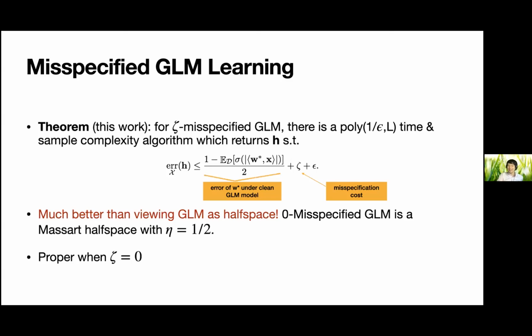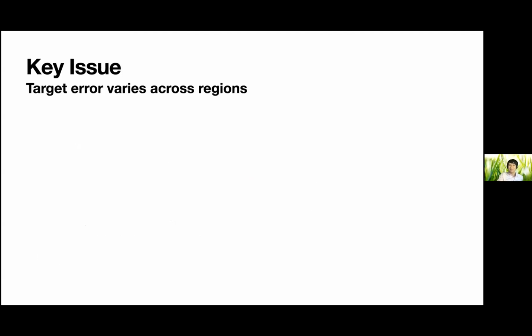The one technicality is that only when zeta is 0 is this proper. It just has to do with the whole minimax game. Really, that whole framework makes sense when zeta is 0 and doesn't make so much sense when zeta is bigger than 0. I'm not going to get into the details because of time.